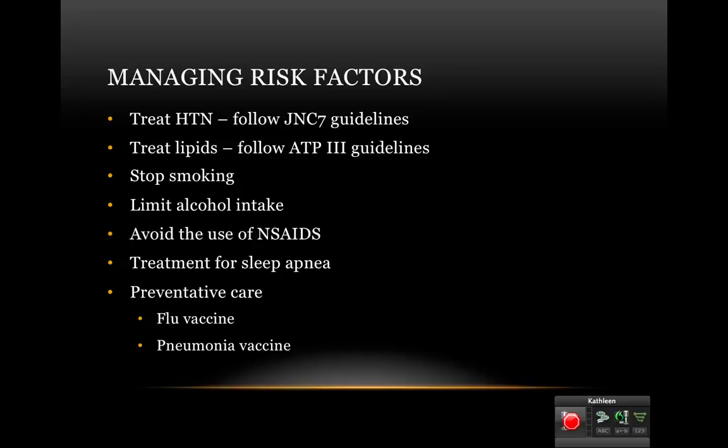We want to manage risk factors. Please note, you want to treat the hypertension. Follow JNC 8 guidelines. Treat lipids. There's all sorts of evidence that high-dose statins are wonderful and are showing good outcomes. Again, stop smoking, limit alcohol intake. You want to avoid the use of nonsteroidals, treat sleep apnea, and preventative care consists of flu vaccine and pneumonia vaccine.